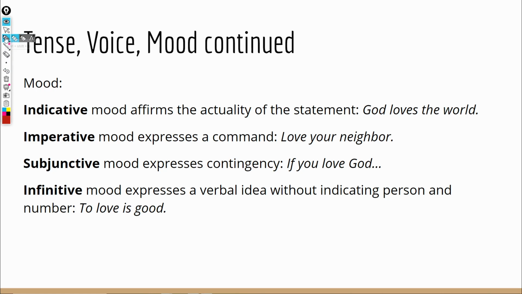So that is mood. Again, you don't need to worry about that too much. Just remember present tense, active voice, indicative mood. And so if we put all these together, we literally call the verbs that we're looking at today present, active, indicative. And this is how we kind of parse them out. And I will show you that now. I think now. Pretty sure it's coming out.